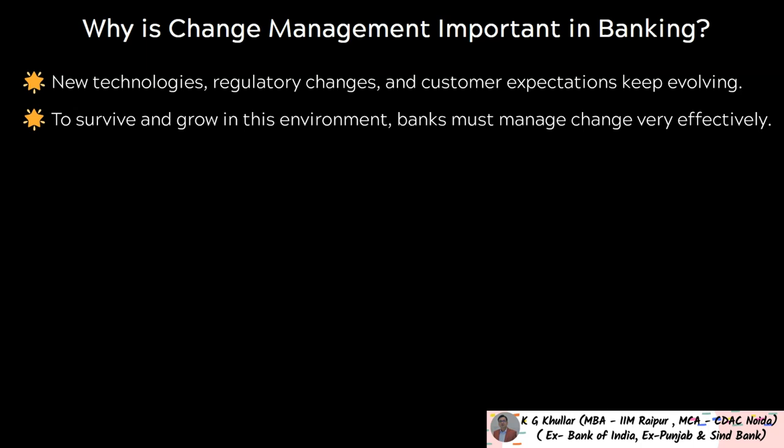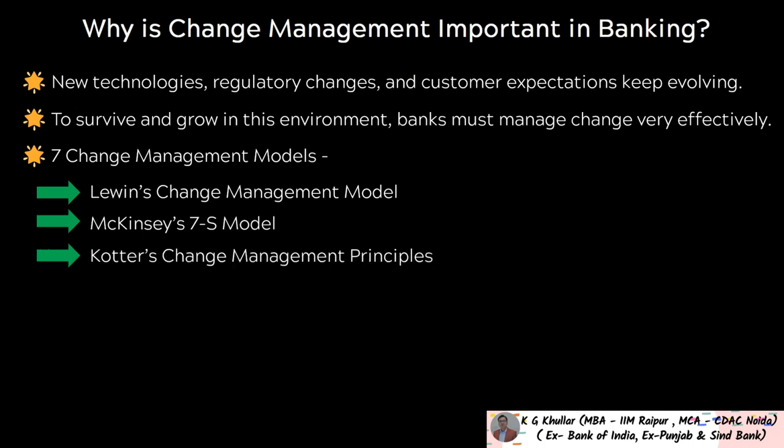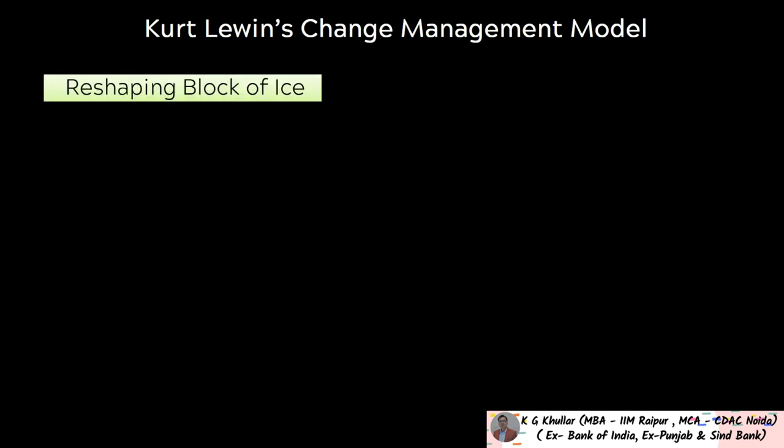Now, there are many models of change management, but in your syllabus, you mainly have these 7 models. That is Lewin's change management model, then second is McKinsey's 7S model, then you have Kotter's change management principles, then nudge theory, ADKAR model, Bridges transition model, and finally Kübler-Ross 5-stage model. Now friends, don't miss any of these models. All these are very important for your examination and there is a high probability of a question coming from any of these. Now let's take a deep dive into Kurt Lewin's change management model, which is one of the simplest yet most powerful frameworks for managing change in banks.